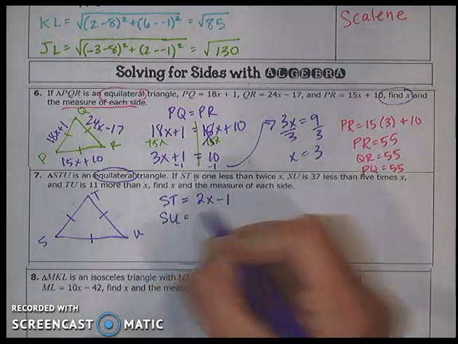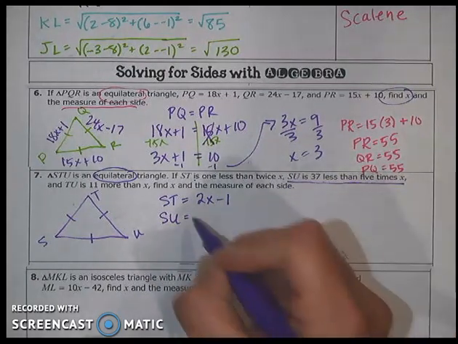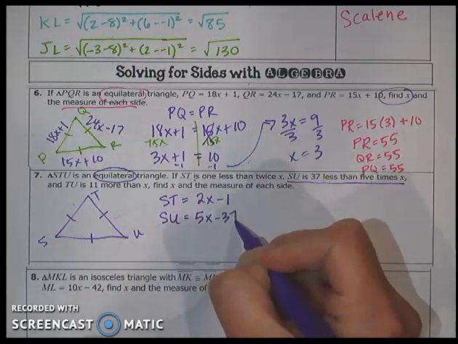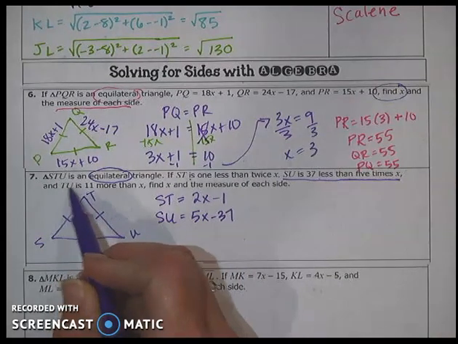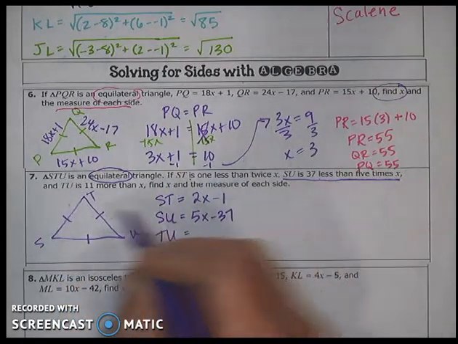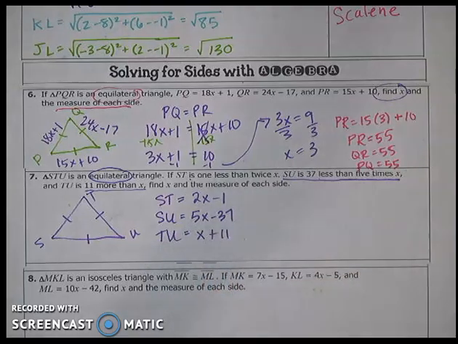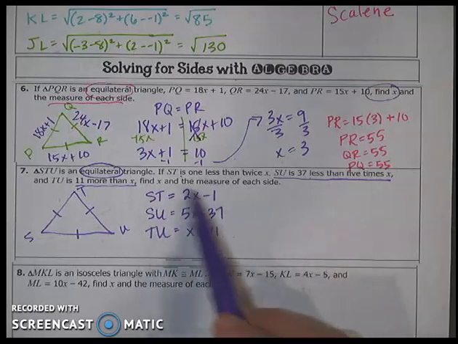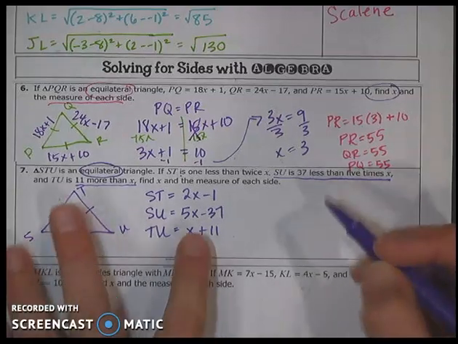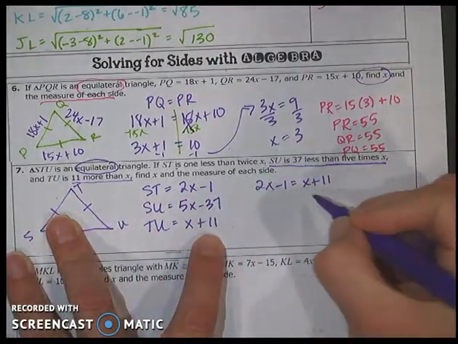SU, it tells us, is 37 less than 5 times x. 5x, and it's 37 less than that. And TU is 11 more than x. X, and it's 11 more than x. You're supposed to find x and find the measure of each side. So what we want to do is pick two of them and set them equal to each other. 2x minus 1 equals x plus 11.